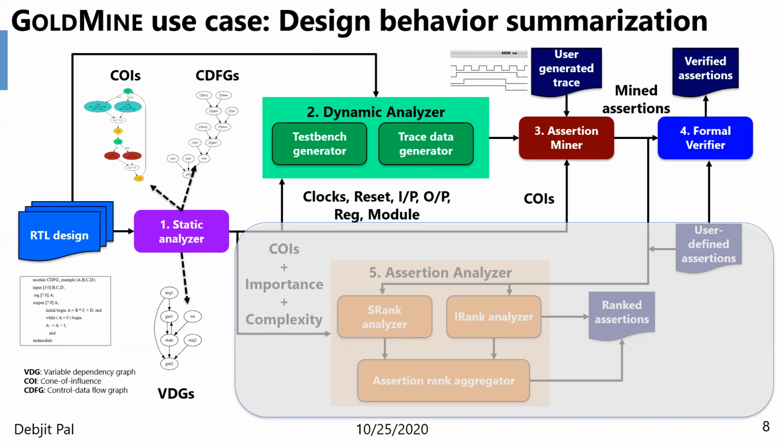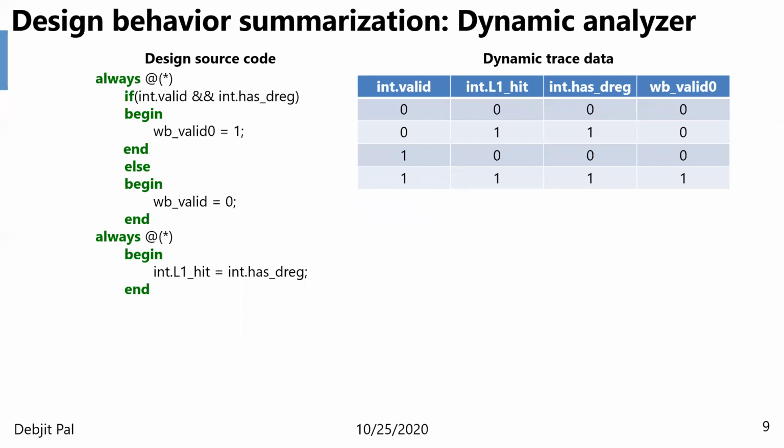The generated assertions can be used as golden design specifications in a system level reference model or as guidelines for future design enhancements and optimizations. To generate the simulation trace data, we simulate the design with a random test bench. Alternatively, a user can provide a custom trace data file by simulating the design with a user-defined constraint test bench.